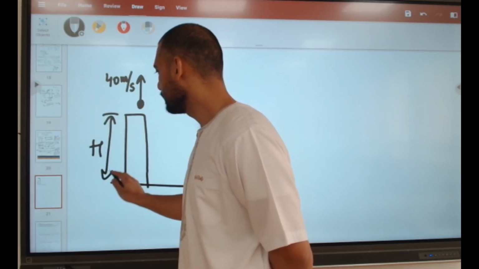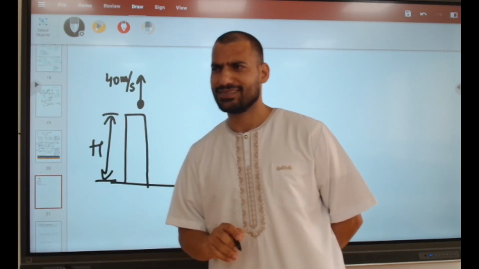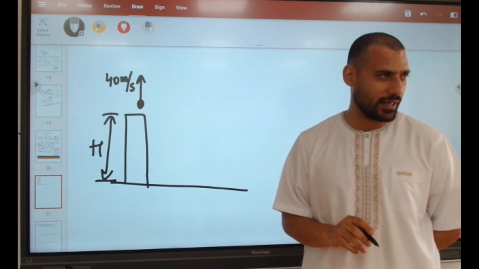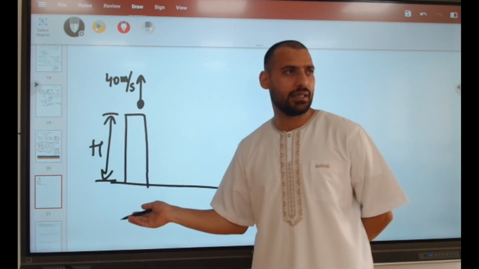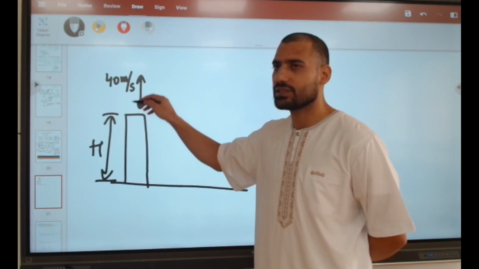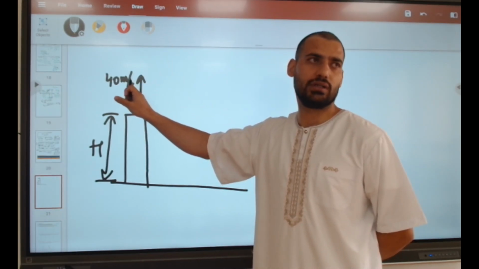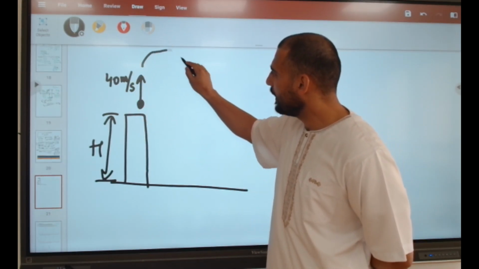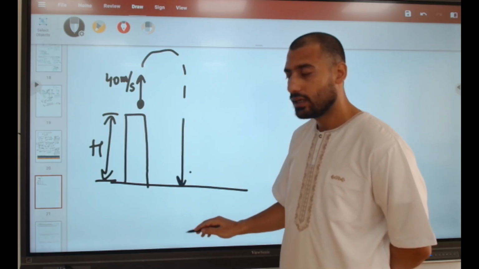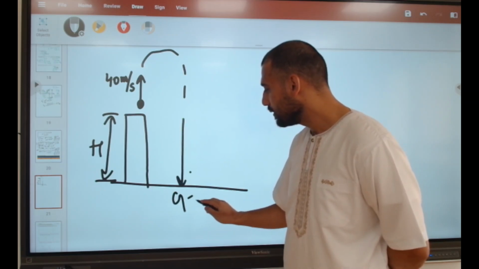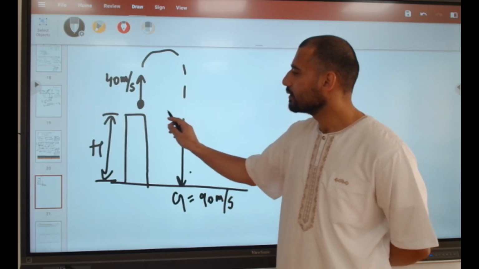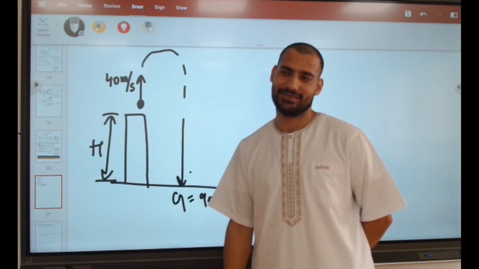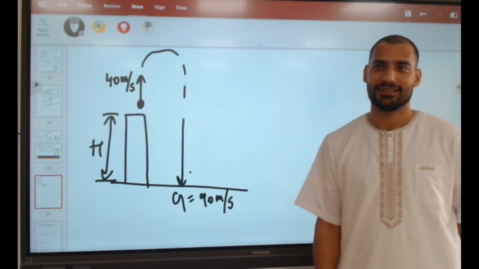Calculate the height of the tower. Fine? Do you understand the question? We don't know the height of the building, but from the top there is a body which has been thrown up. With what speed? 40. He is saying when it is coming back on the ground, the speed is 90 meters per second. Okay? Question is, what is the height?